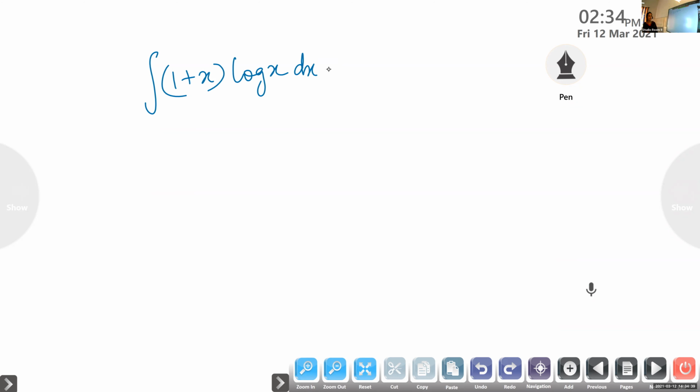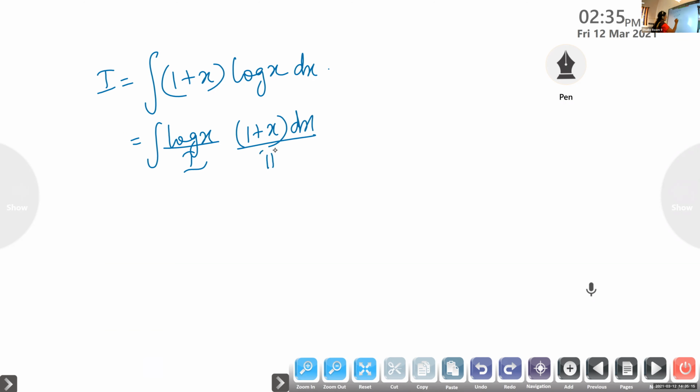So again, we have a product of two functions. Which are the two functions? 1 plus x and log x dx. So tell me, select the first function, select the second function. Which is your first function, which is the second function? x and 1 plus x? Yes. First function is, Aishwarya, log x. So the remaining we can combine and take it as the second function. So 1 plus x into dx is the second function.